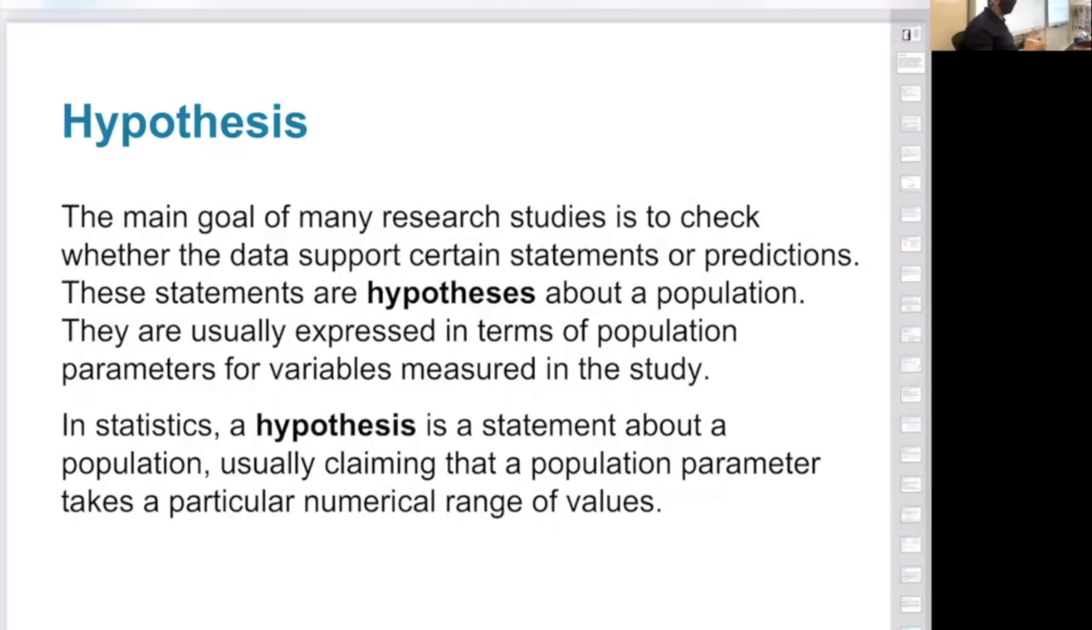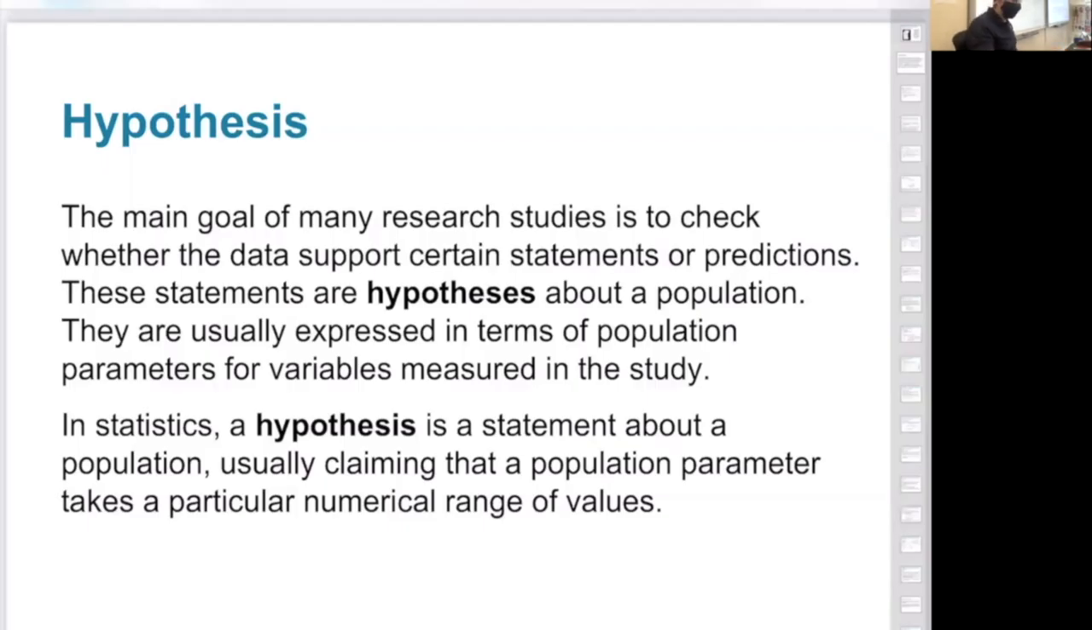These statements or predictions, as I said to you, we call hypotheses. About what? About the population. Because as I said to you, always our target is the population, not the sample. We just use the sample because we cannot measure all the subjects in the population. So we take a random sample from the population so we can study the population from there. They are usually expressed in terms of population parameters for the variable measured in the study.